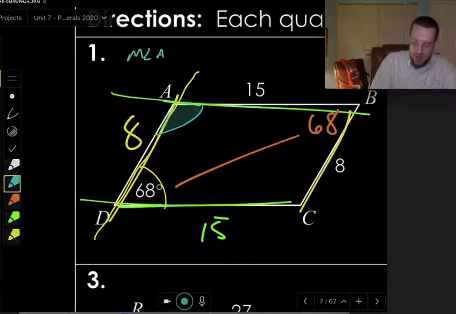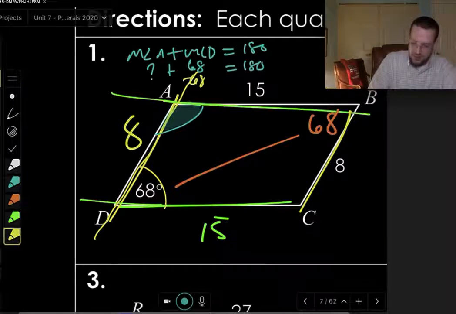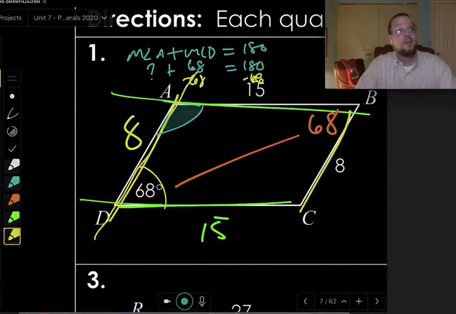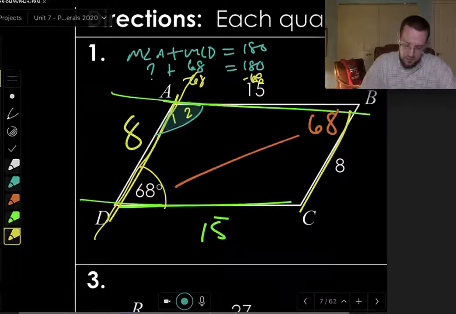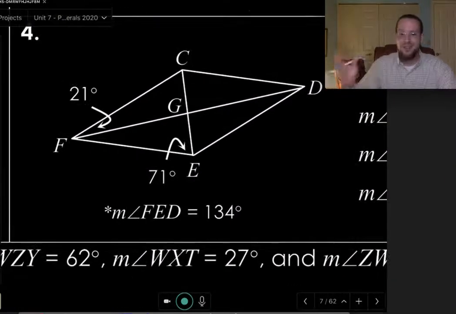So we know that the measure of angle A plus the measure of angle D is equal to 180, and this is 68. This is our unknown, and so really all we have to do is take 68 and subtract it from 180 to get our answer, which is 112. Got it. So pretty easy here, but again, the main thing you have to remember is that this is a transversal region.